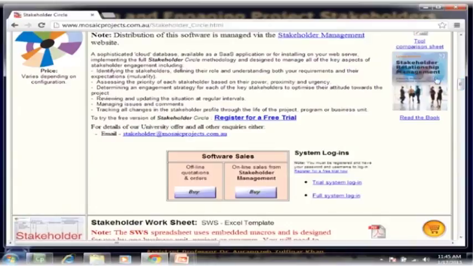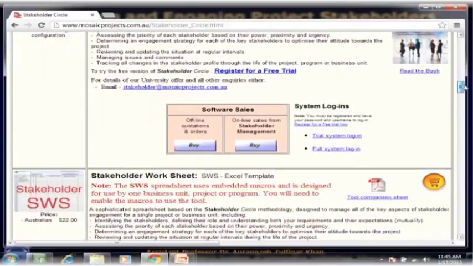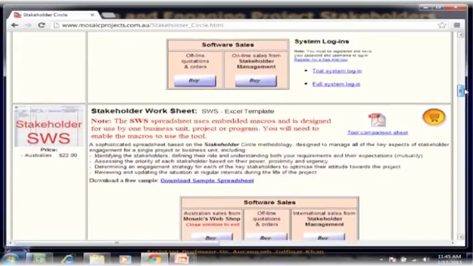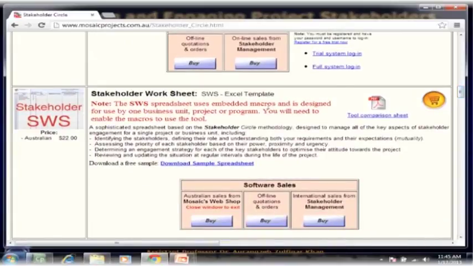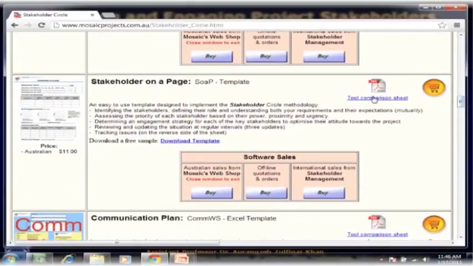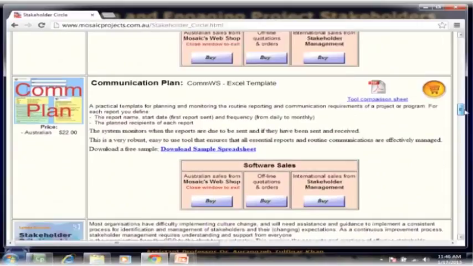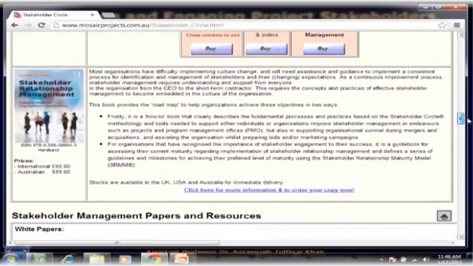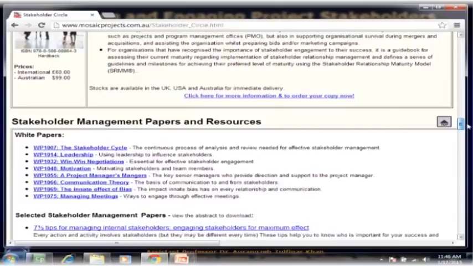If you want to buy this, here, this is the book which I was just showing you. If you want to see these, you can buy some things over here. Stakeholder Worksheet with embedded macros, designed for projects and programs. Stakeholders on a page. This is how it would look like. This is one of the tools which one can use to manage and engage your stakeholders, to collect information about them. Communication plan is given over here. This book is given over here. And here, stakeholder management papers and resources.